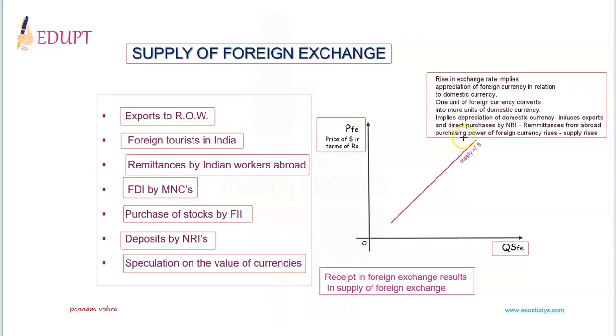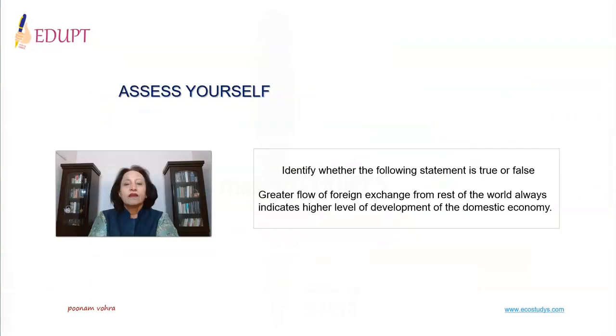It implies depreciation of the domestic currency and induces exports from the domestic economy. It increases not only direct purchases by non-residents in the domestic economy but also remittances from abroad in the domestic economy as the purchasing power of foreign currency rises. Accordingly, supply of foreign currency rises.